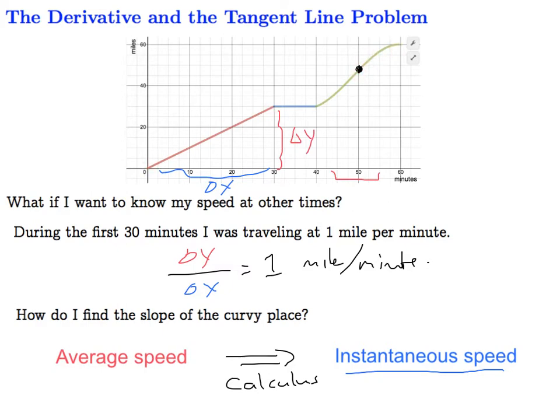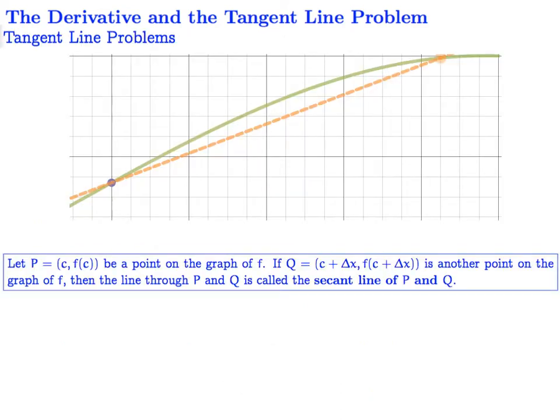And so what we want to do is figure out exactly how fast I was going at exactly 50 minutes. So we want to know the exact speed at an exact time. And that's what we're going to figure out how to do in the next few minutes. And so what we plan to do is set out to solve what's called the tangent line problem. And as always, we need to introduce some notation to make our life easier.